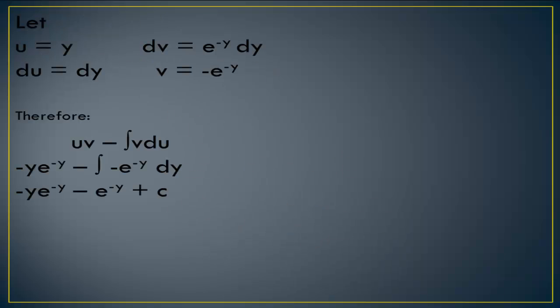So we need to let u is equal to y, and therefore du is equal to dy, and dv is equal to e to the negative y dy. Therefore v is equal to negative e to the negative y. Therefore, in the equation uv minus integral of v du, we will get negative y e to the negative y minus the integral of e to the negative y dy. Then we get negative y e to the negative y minus e to the negative y plus c.